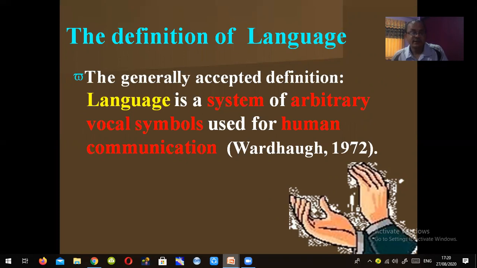Let's go to another definition. It says language is a system of arbitrary vocal symbols used for human communication. Yes, it is a widely agreed definition. Again, I will come back to this definition. Look here: the terms language, system, arbitrary, vocal symbol, and human communication.